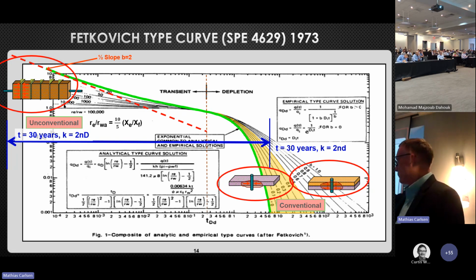The blue arrow here shows you where we are in unconventional with the re over rw of 10. That's a typo over there, but that, say, 1 year is really off the scale of this plot, and you go out 30 years, and this is a dimensionless type curve, so when you put time in terms of dimension by applying a permeability to it, if you're in a 2 nanodarcy range reservoir, you're off this plot, and at 30 years, you're just barely getting into depletion for a single vertically fractured well. And the way you control getting into depletion in an unconventional case is shortening the spacing between fractures.